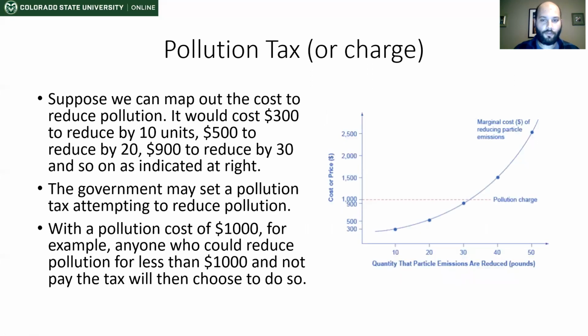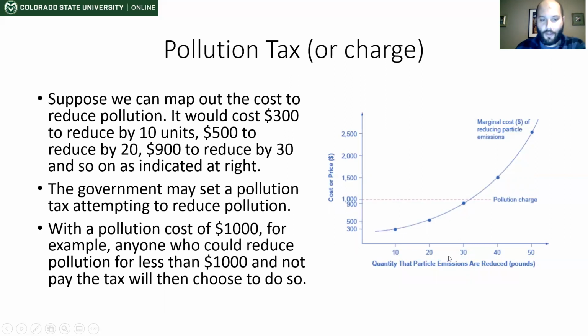All right, so a pollution tax or charge, suppose we could map out the cost for each firm to reduce pollution. So this graph is showing how much it would cost firms to reduce pollution. And it's saying that in order to reduce by 10 pounds, it would cost 300. In order to reduce by 20 pounds would cost 500, and so on.